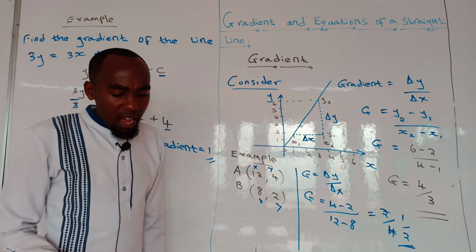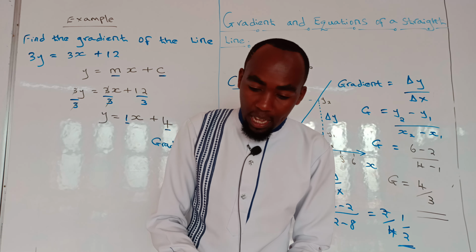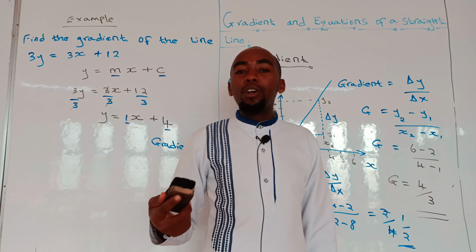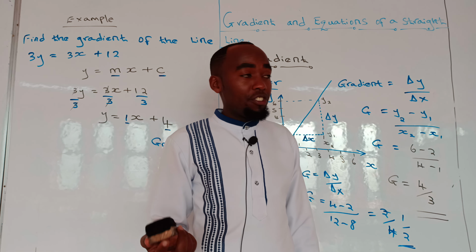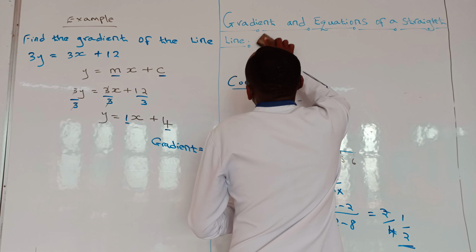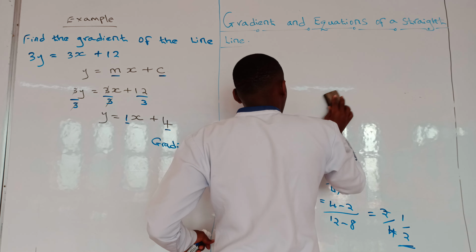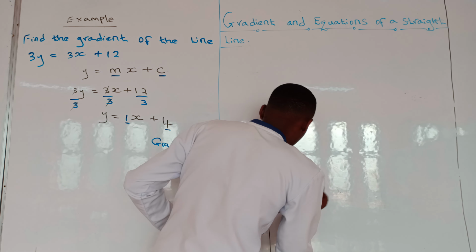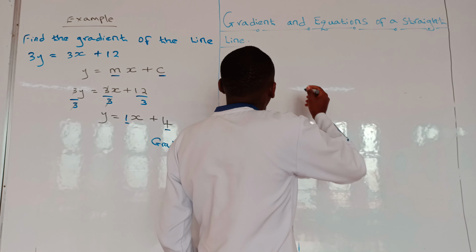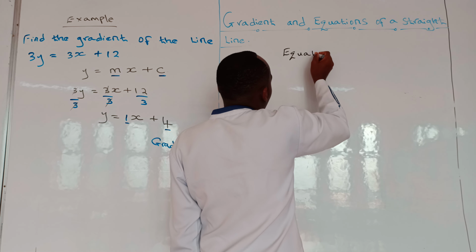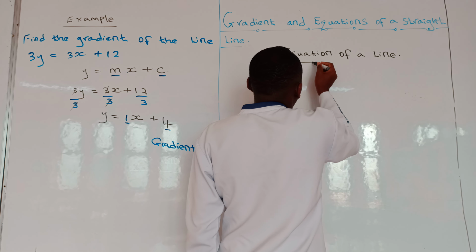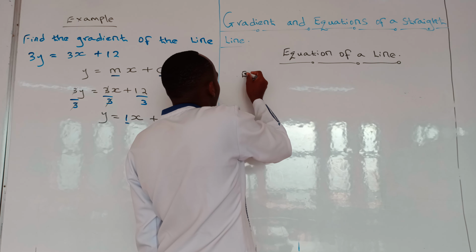Are we together? I think having mentioned that, I should take you through how to form an equation of a straight line. Because sometimes you can be given 2 points and you're required to form an equation. Therefore, let us look at the equation of a line. Now, we look at an example.